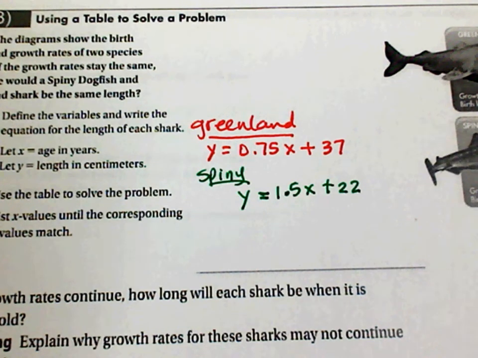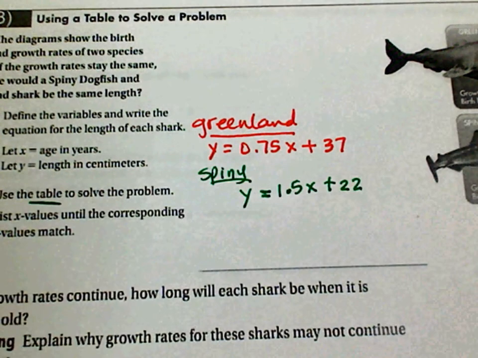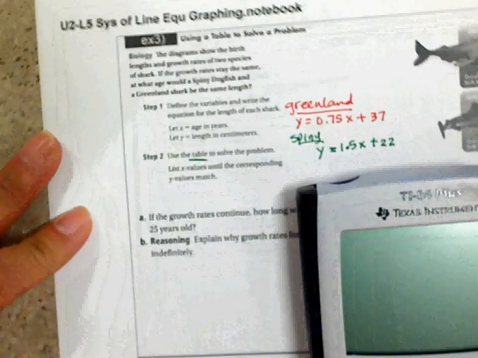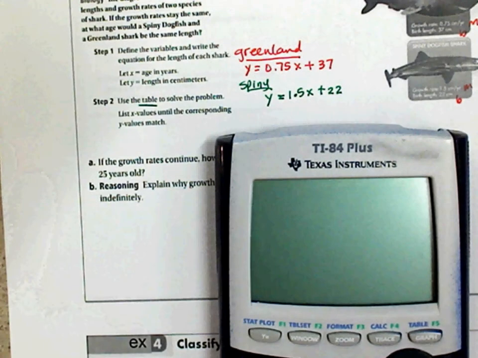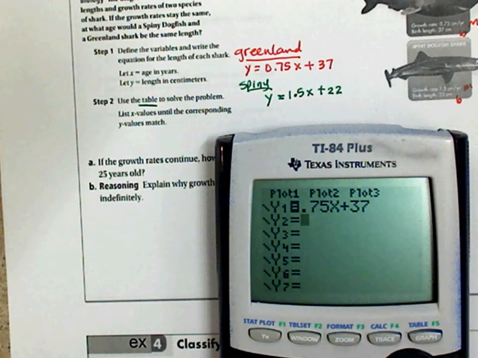Okay, now I want you guys to use a table to solve the problem instead, okay? So how would I go about that? I'm going to move my camera back a little so you guys can see the calculator. Okay, you guys see that? Give it just a moment. Here we go. Y equals, clear, and clear. Remember what to look for. 0.75 x plus 37, 1.5 x plus 22.